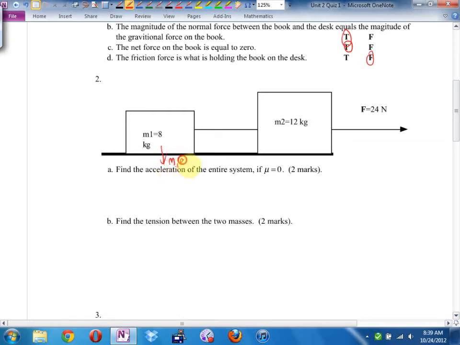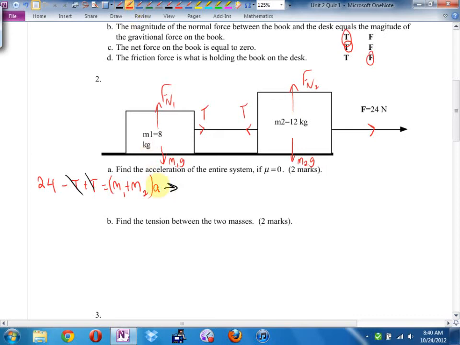I'm pretty sure I have M1G, normal force number 1, tension, M2G, normal force number 2, tension, and F applied of 24. I think my equation is going to look like this. Winner minus loser plus winner equals M1 plus M2 times A. I think I would say, I'm relaxing even with 3 students late, because tension is vanishing.